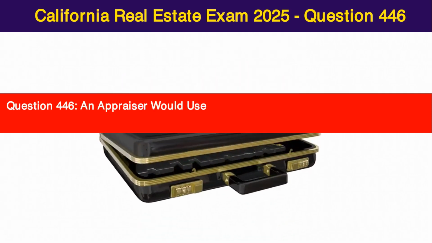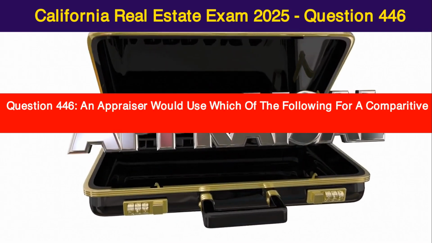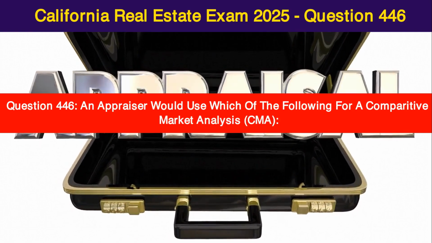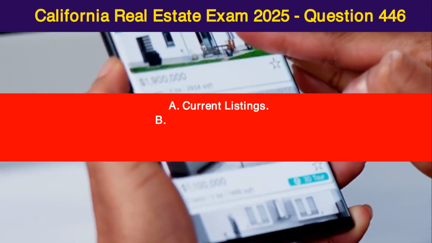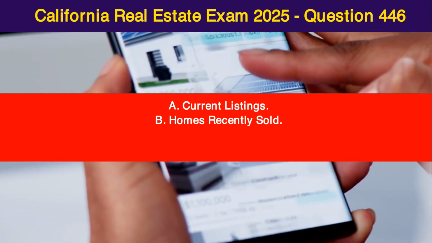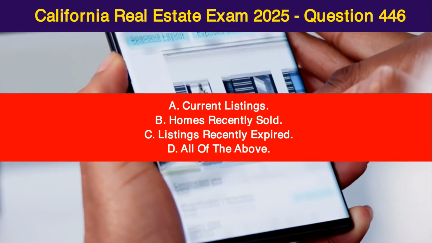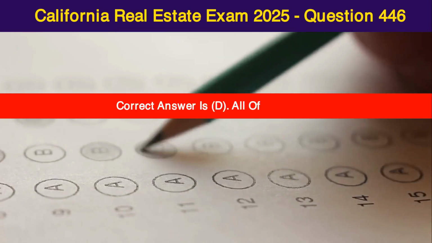Question 446. An appraiser would use which of the following for a comparative market analysis, CMA? A. Current listings. B. Homes recently sold. C. Listings recently expired. D. All of the above. Correct answer is D.